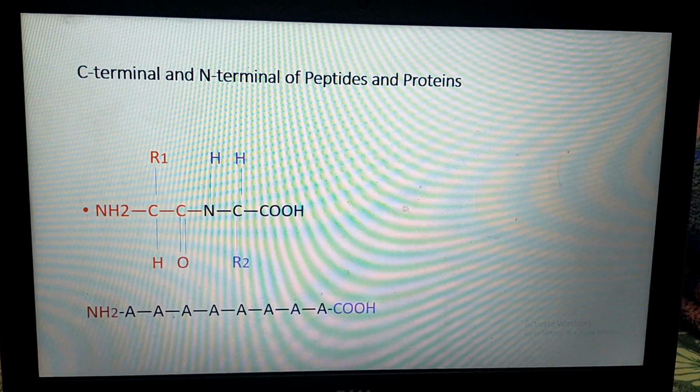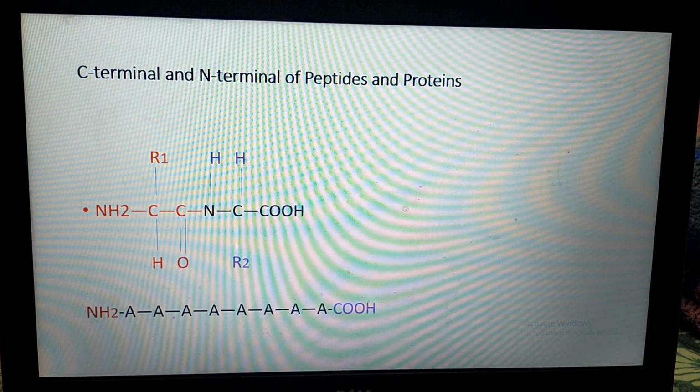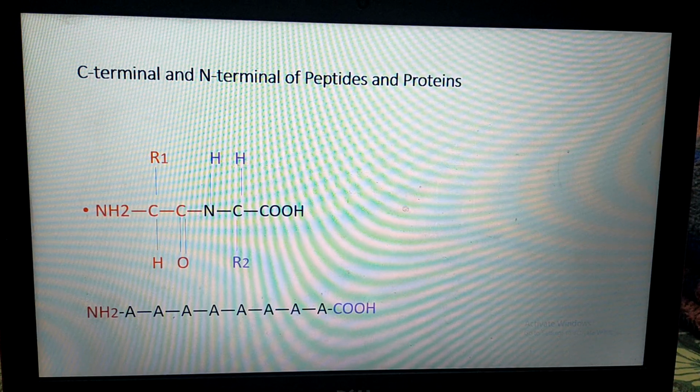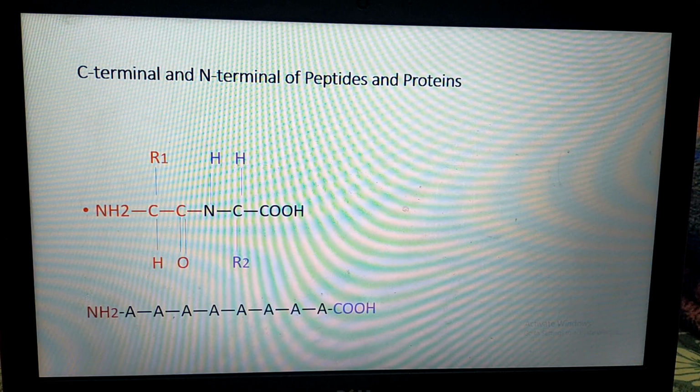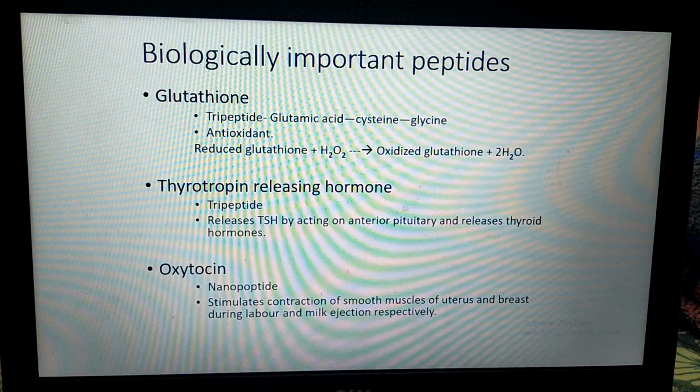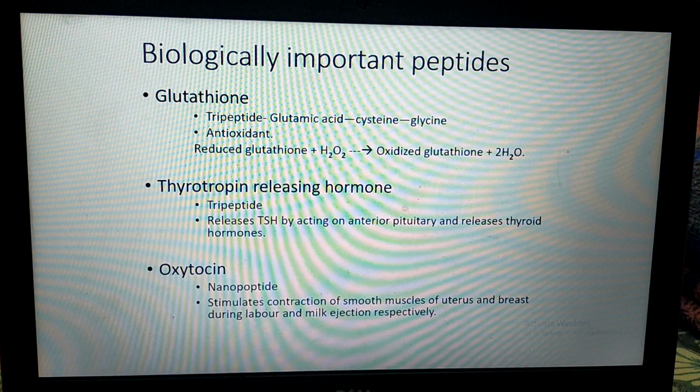Each peptide has two ends, N terminal and C terminal. The N terminal is that end of the peptide where the NH2 group is free, and the C terminal is that end of the peptide where the carboxyl group is free. Now we will see some biologically important peptides.